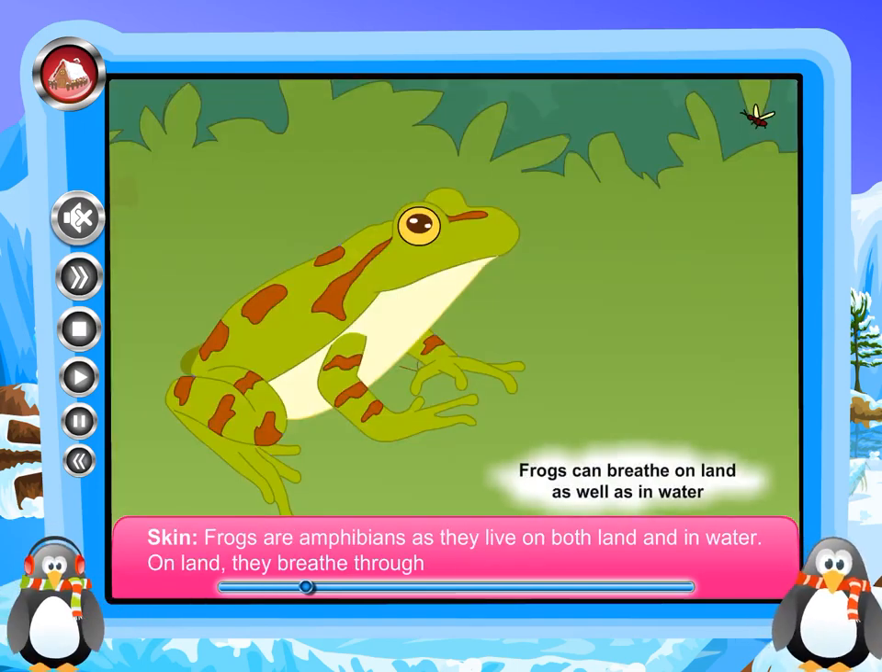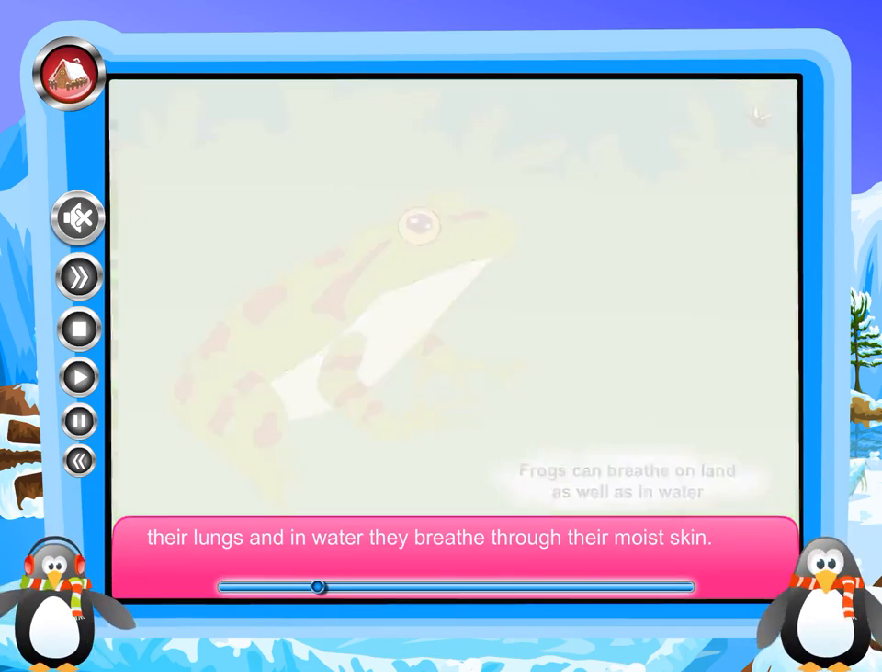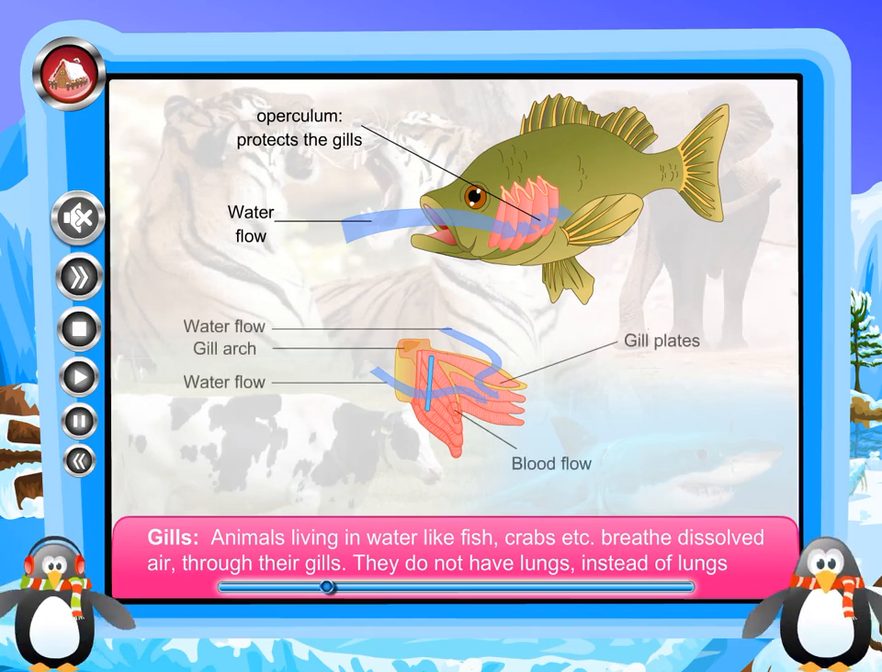Skin. Frogs are amphibians as they live on both land and in water. On land, they breathe through their lungs, and in water they breathe through their moist skin. Gills. Animals living in water like fish, crabs, etc. breathe dissolved air through their gills. They do not have lungs.